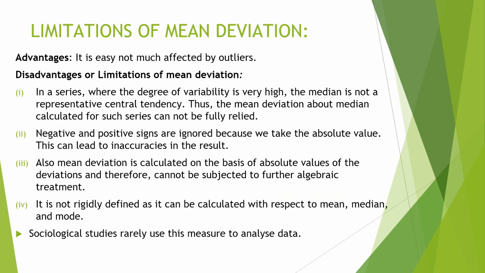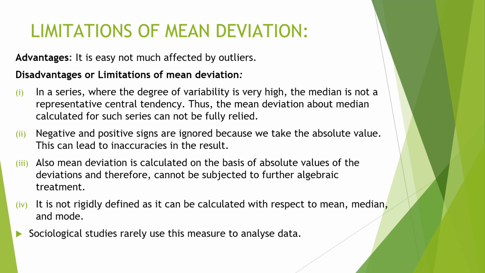Regarding the advantages of mean deviation, it is not much affected by outliers, meaning the extreme values, because all the values are taken into consideration. Now the disadvantages or limitations. In a series where the degree of variability is very high, the median is not a representative of central tendency. Thus the mean deviation about the median calculated for such a series cannot be relied upon. Because you can find mean deviation with respect to the mean and also with respect to the median. So if you are taking mean deviation with respect to the median, then obviously it will not represent the whole data.